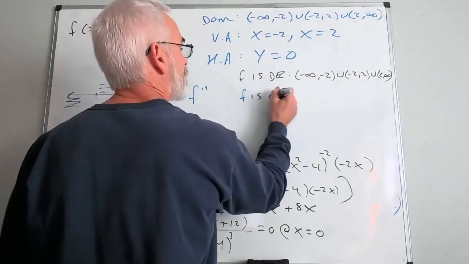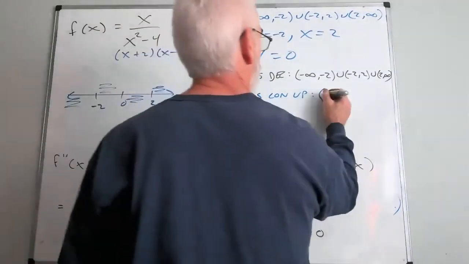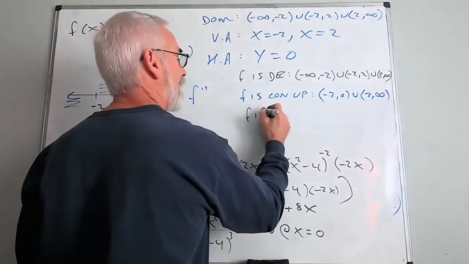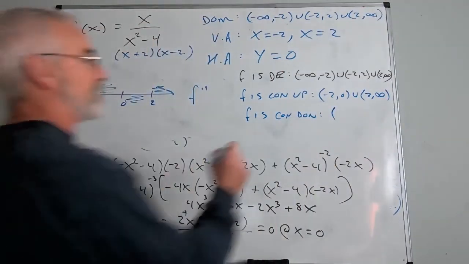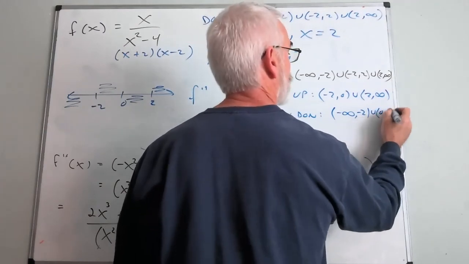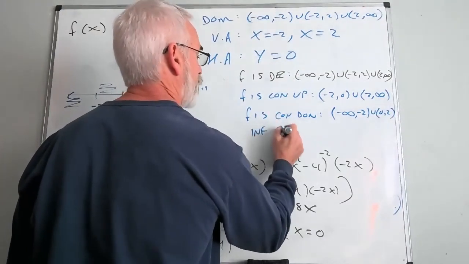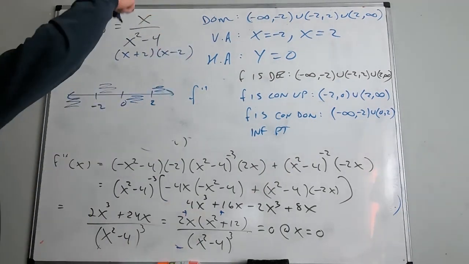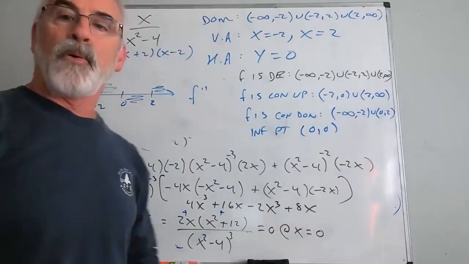So F is concave up from -2 to 0 and 2 to infinity. F is concave down from -infinity to -2, and then again from 0 to 2. All right. Oh, and I have an inflection point, sorry. Inflection point, why? Because I changed concavity here. So when x is 0, y is also 0. Okay. That's the only point we're going to plot.